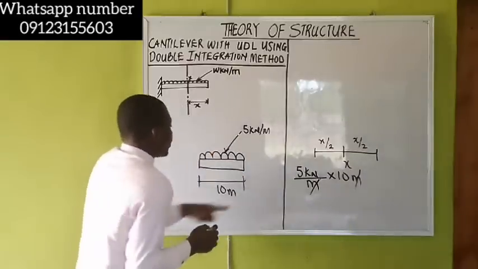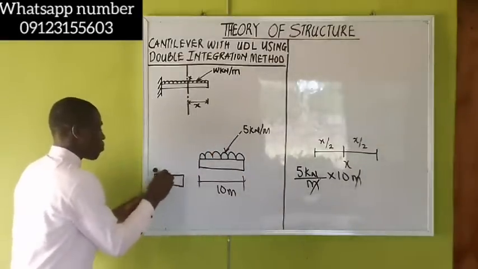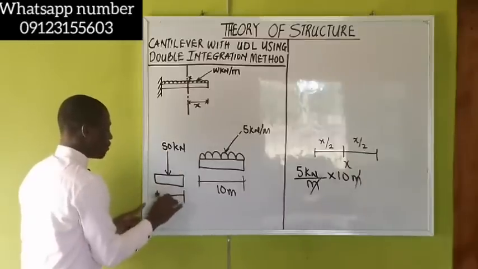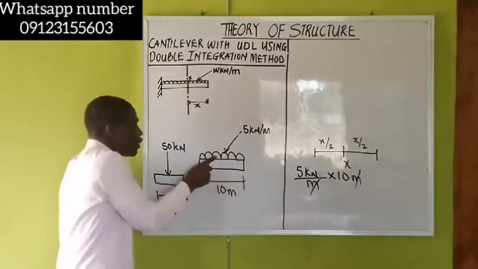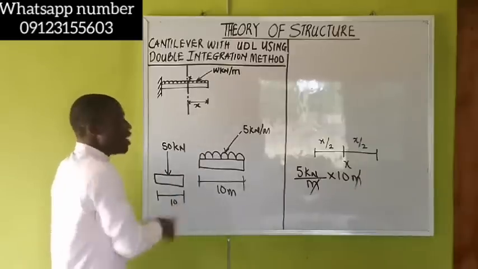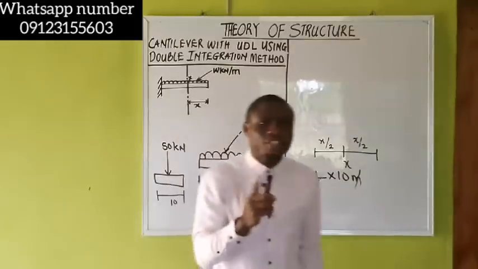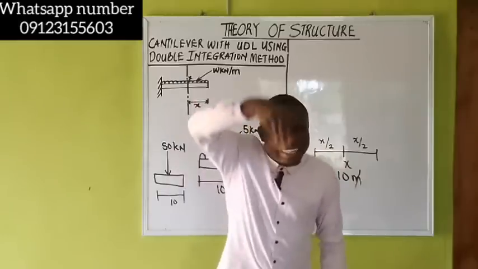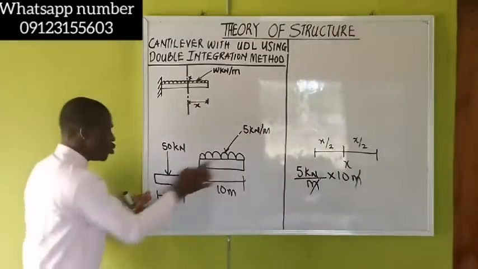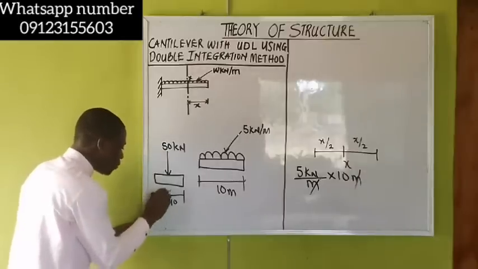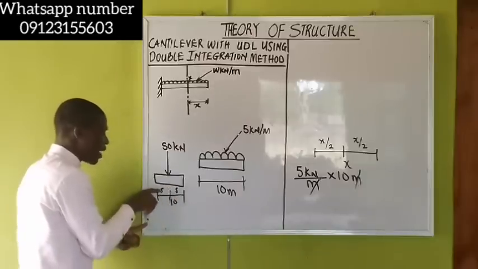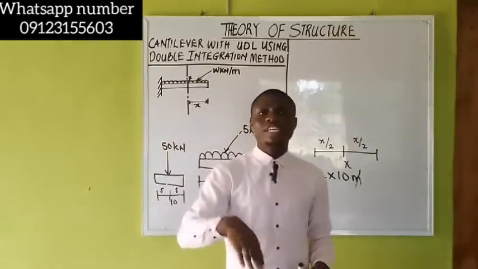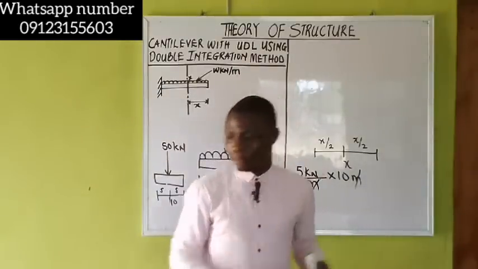It simply means that if I redraw the diagram, I'll have something like this. It will act as 50 kilonewton, and the distance is given to be 10. Now, I have converted this uniformly distributed load to a point load at this point. Observe something: whenever you convert a uniformly distributed load to a point load, it always acts at the center of that beam. The center from here is 5, since the whole is 10, automatically here is 5 and here is 5, because it's acting at the center.